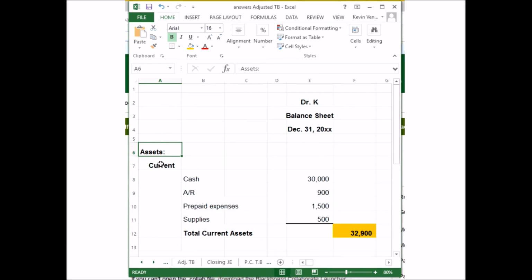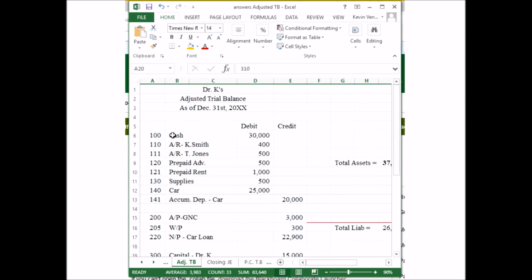So I want to break down my assets first, and you want to break them down into current and non-current. Our current assets are any assets that we reasonably expect to change, and usually they change frequently throughout the year. We expect them to change, though, at least once throughout the year, if not more than once. So when I'm looking at my adjusted trial balance, these would be considered my current assets, everything above the PPE, the property, plant, and equipment items.